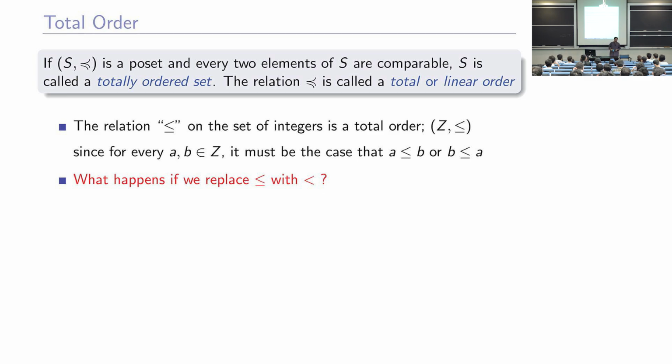Yeah, so it's not a partial order. If it's not a partial order, then it cannot be a total order, because the definition says a poset that has this additional property of each pair being comparable is called a totally ordered set. So it's not a partial order.